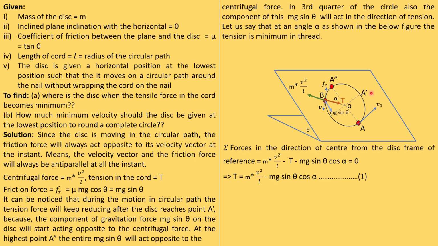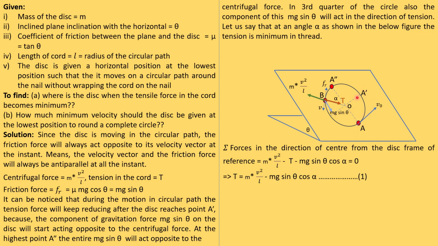You can notice here that till the first quarter of the circle, that is 0 to pi by 2 angle, the component of mg sine theta will be along the direction of the centrifugal force. So it means centrifugal force plus the component of mg sine theta in the direction of the centrifugal force will be equal to the tensile force. So it means tension will be maximum.